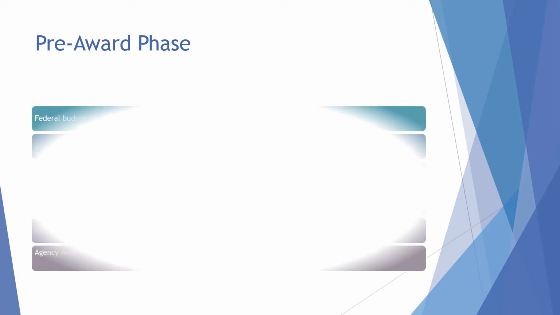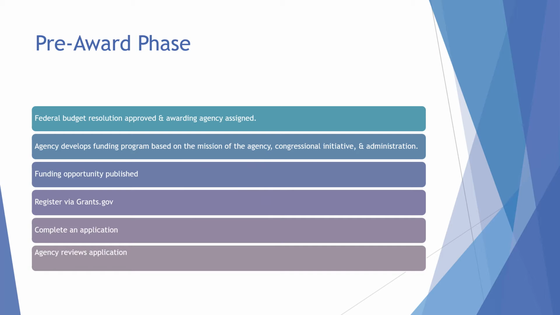To recap, the federal budget resolution is approved and the awarding agency assigned. The agency develops a funding program based on the mission of the agency, congressional initiative, and administration. The funding opportunity is then published. Prospective applicants should register via grants.gov. Once the application is completed, the awarding agency will review the application.